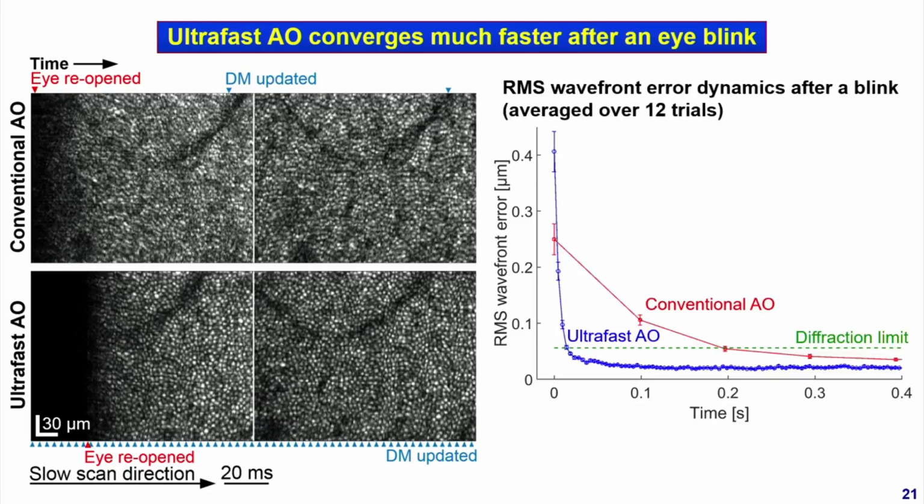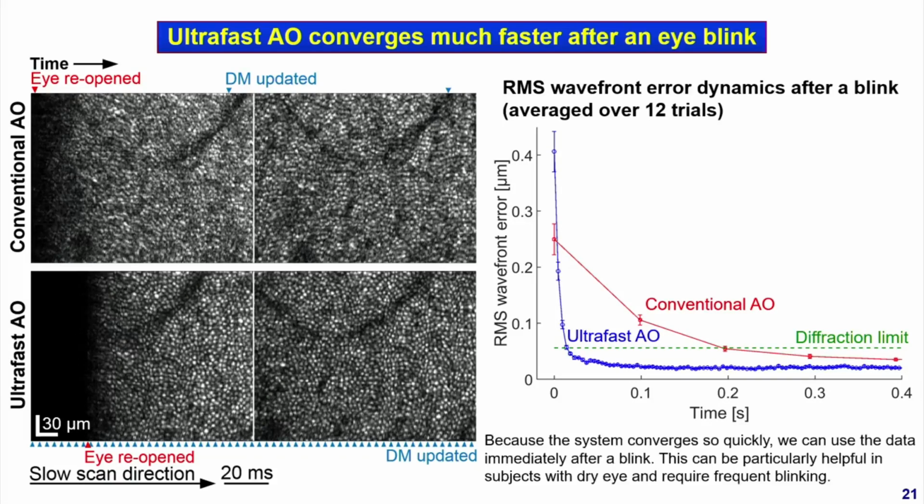The RMS wavefront error as a function of time shows that ultrafast AO reached the diffraction limit 14 times faster than conventional AO. Because the system converges so quickly, we can use the data almost immediately after a blink. This can be particularly helpful in subjects with dry eye who require frequent blinking.